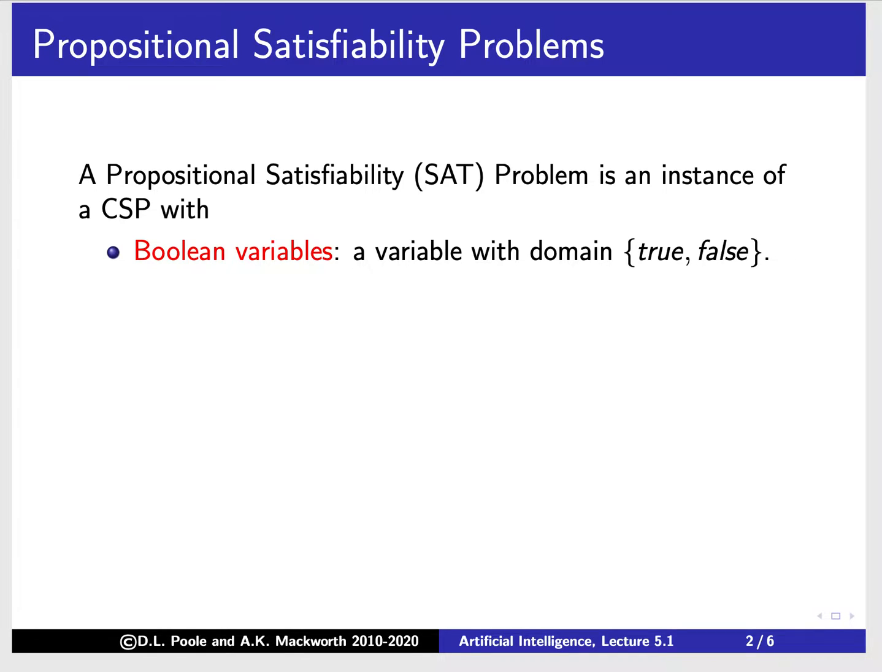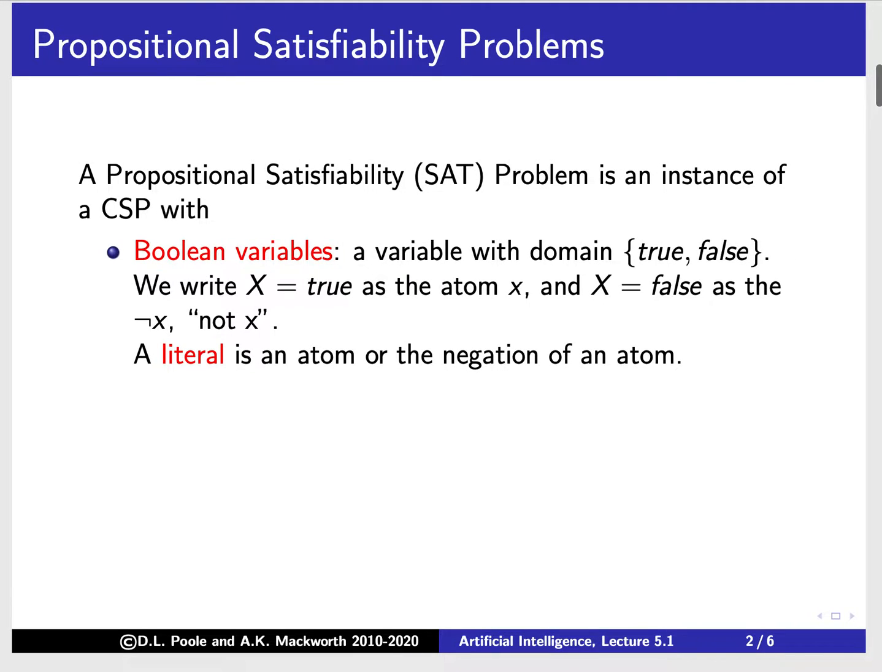As part of our discussion about satisfiability, we're going to look at propositional satisfiability problems, often called just SAT problems, or SAT for satisfiability. This is a special case of a constraint satisfaction problem. The difference is we have Boolean variables, which are variables with domain true, false. So a variable either has a value true or false.